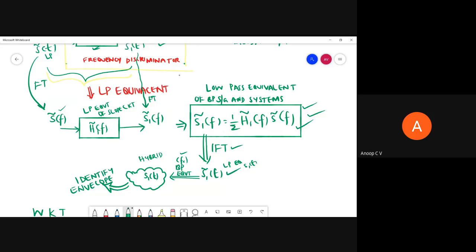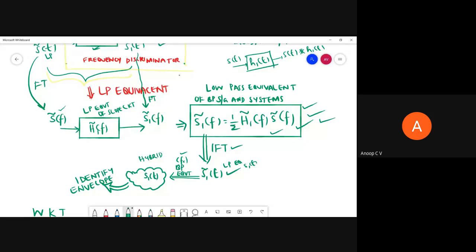I request you to accept this as such, because these details will be in your first module in digital communication. So just remember, s1 tilde of f is half h1 tilde of f times s tilde of f. If I explain this, it will again take 1.5 hours, so I'm not doing that now, but you can relate it. Normally, if you consider an LTI system with impulse response h1 of t and input s of t, the output will be s of t convolved with h1 of t, if this is the band pass case.